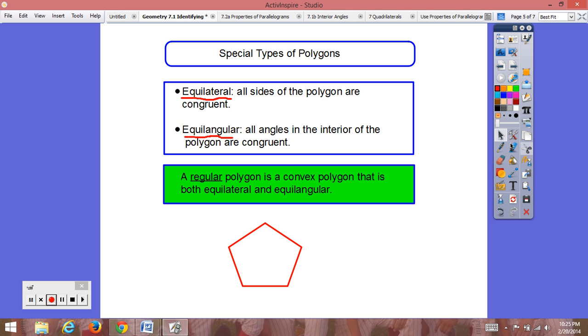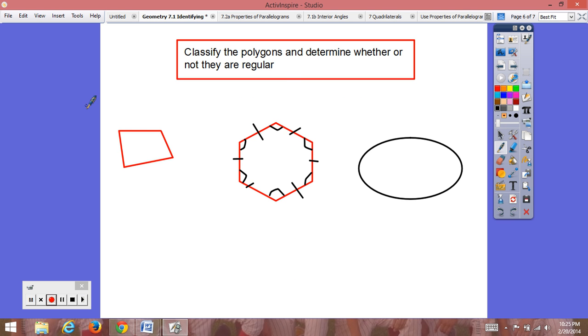So if we were to look at this pentagon here, for this to be regular, all the sides need to be congruent, and all the angles need to be congruent, so we're going to have to mark those as well. So that is a regular polygon. Now, we are going to classify these shapes, the polygons, and determine whether or not they are regular. So first off, this one on the left, we have 4 sides, so we know it is a quadrilateral. And we don't have any more information, so we can't tell if any of these side lengths or angles are congruent, so it is not a regular quadrilateral.